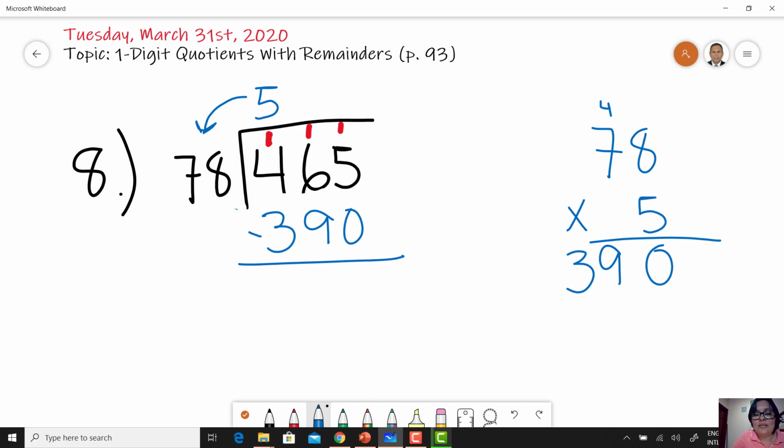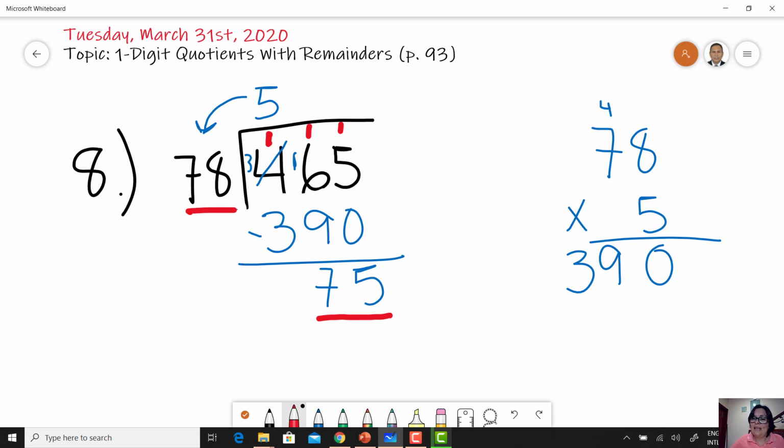5 minus 0, 5. Can you subtract 6 minus 9? No, right? Because 6 is less than 9. So number 4 becomes 3, because number 4 is going to lend a unit to number 6, and number 6 becomes 16. Now, 16 minus 9, what is the answer in there? Okay, 7. And 3 minus 3, 0. If you see, here we have a big remainder, 75. But look at here, we have 78. So this one is less than the divisor, so it's okay.